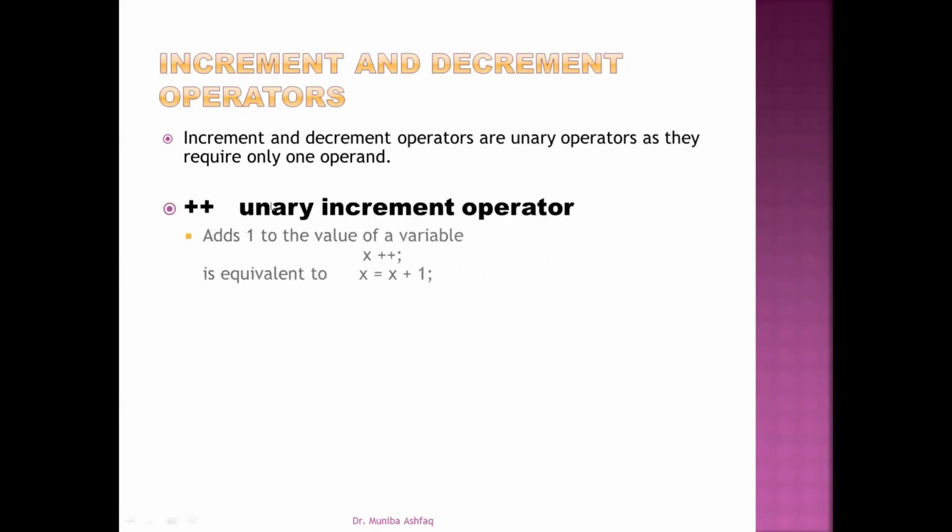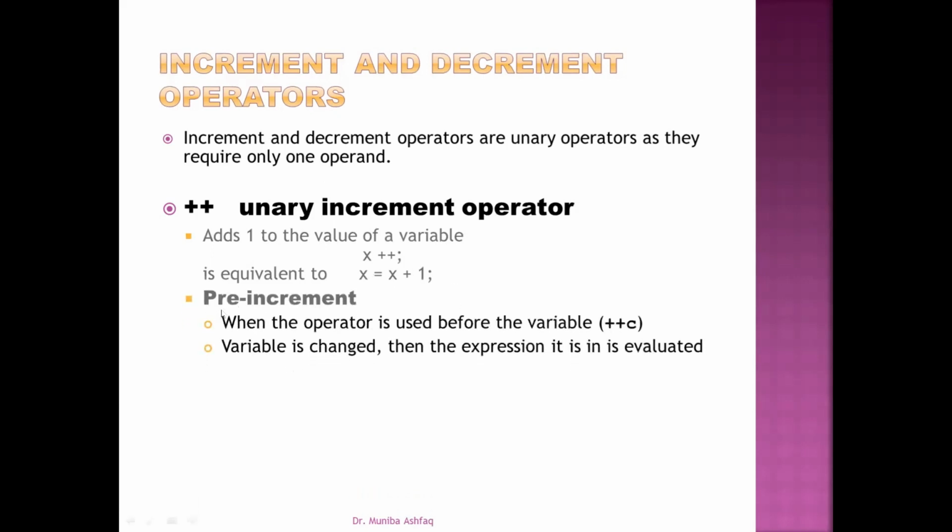So the plus plus unary increment operator, its name indicates that it's going to increment a value. It adds 1 to the value of a variable. x plus plus, what does it mean? That it's going to add the value 1 to the previous value of x to change the current value of x. So x equal to x plus 1.